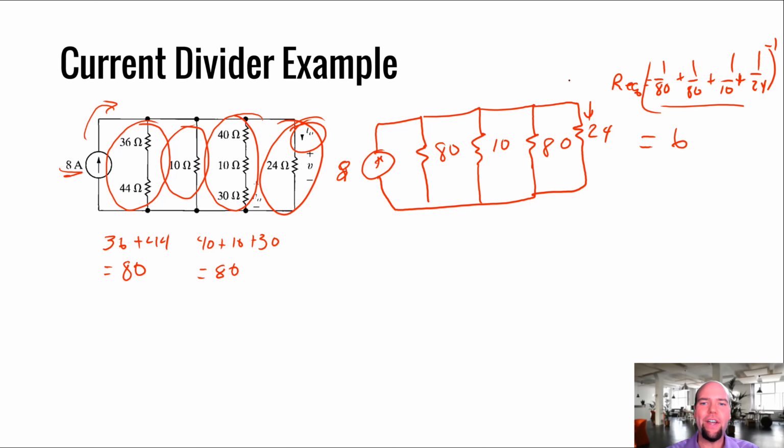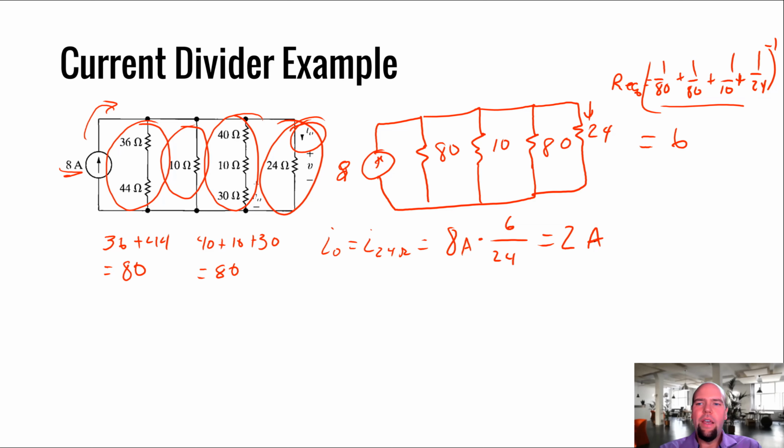So now let's go back to our current divider equation. Current divider equation says if our equivalent resistance is 6 and our total current is 8 and the branch we're interested in is resistance 24, then the current IO, the current through the 24 ohm resistor, is going to be the total current, which is 8 amps, times the equivalent resistance of the circuit, which is 6, divided by the resistance of our branch, which is 24. And that should be 2 amps. And so we should have 2 amps flowing through that branch.